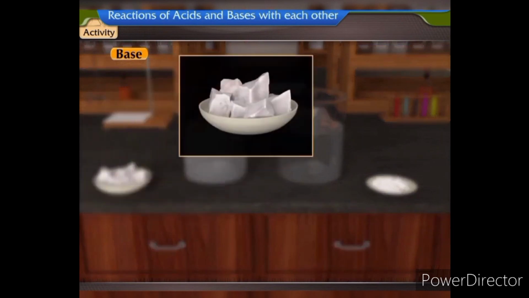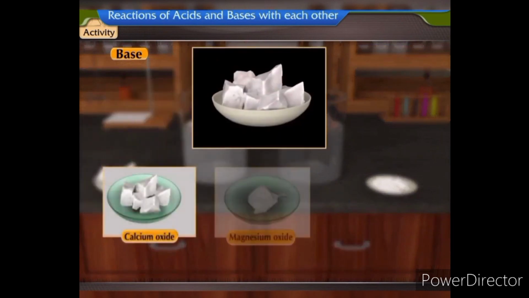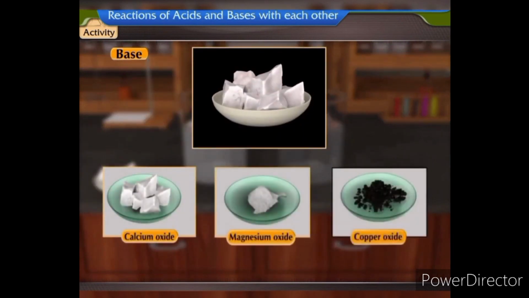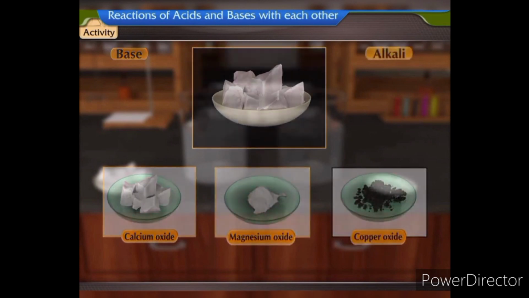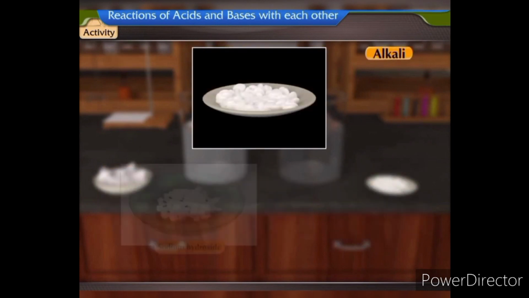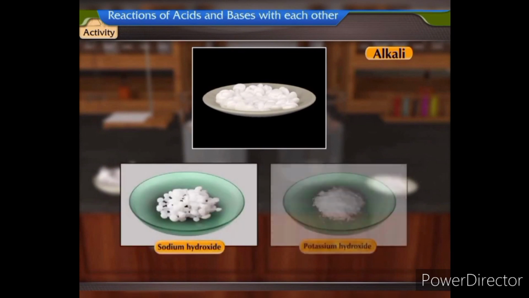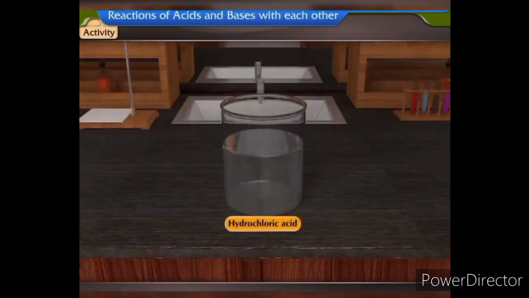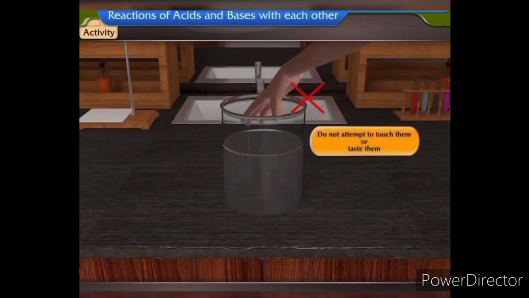Examples of bases are calcium oxide, magnesium oxide, and copper oxide. Examples of alkalis are sodium hydroxide and potassium hydroxide. We know that acids are sour to taste, but do not attempt to touch them or taste them. They are very harmful.